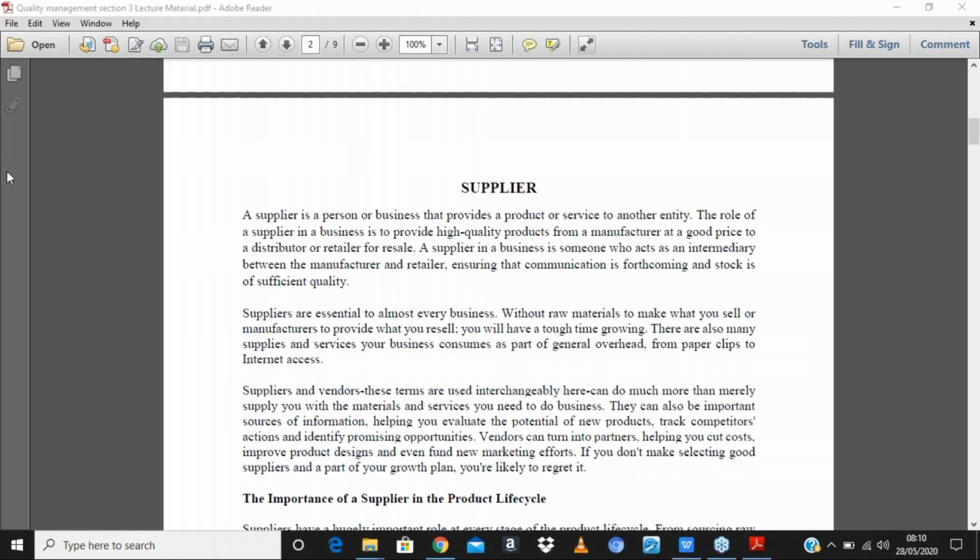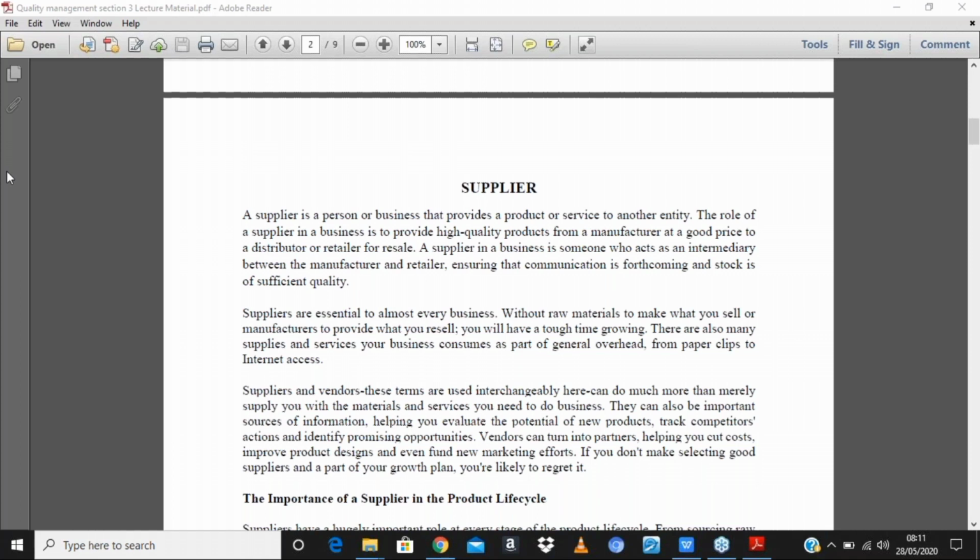A supplier is a person or business that provides a product or service to another person or entity. The role of a supplier in business is to provide high quality products from a manufacturer at a very good price to either a distributor or retailer, or for resale. A supplier is someone who acts as an intermediary between the manufacturer and retailer, or the manufacturer and consumer.